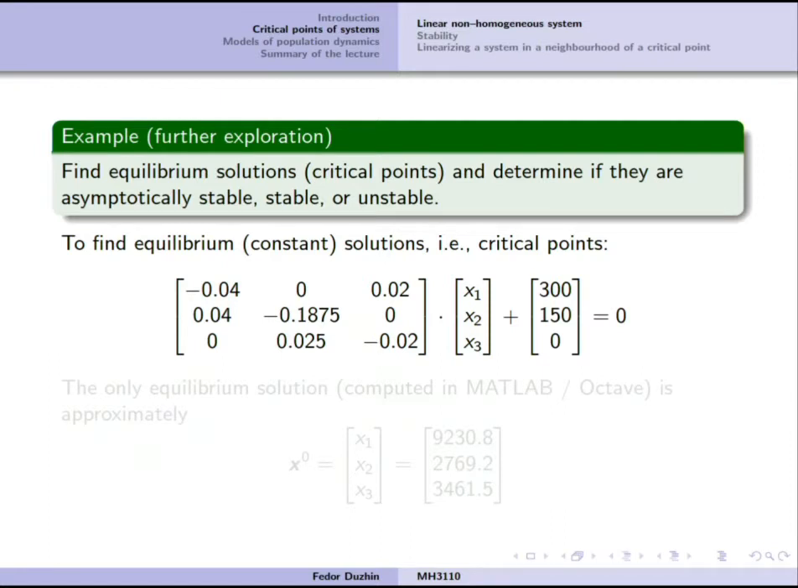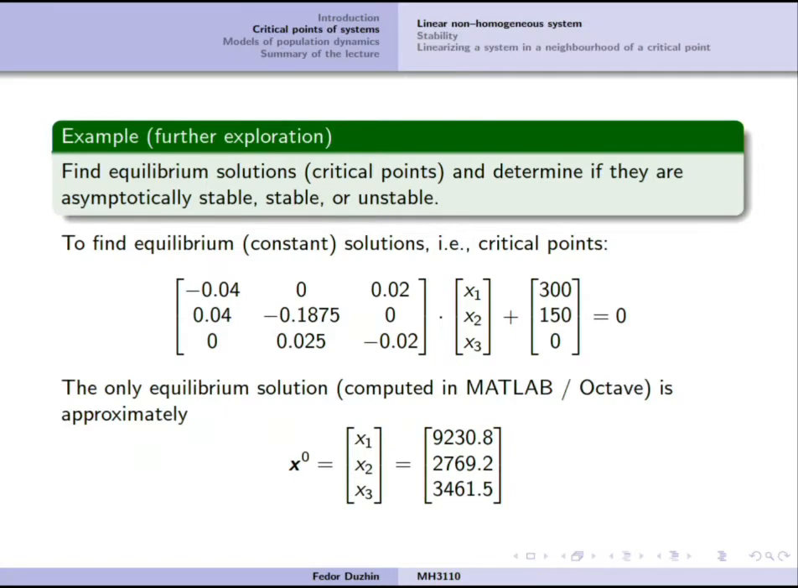And this is just an algebraic linear system of equations that you can solve directly. Maybe I'll just mention that if the matrix of this system, which is this matrix, is A, then the solution is, of course, going to be A inverse times negative 300, negative 150, and 0.